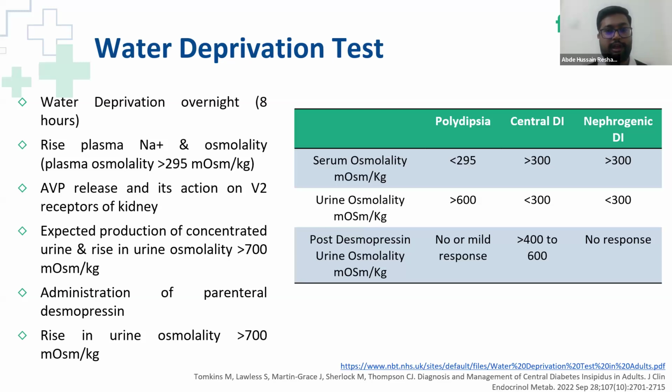Once it is given, the expected net result is that there should be a rise in the urine osmolality again after the administration of desmopressin. And if it is not observed, then this points to a nephrogenic DI. So that means the desmopressin cannot even work on the receptors. So there's some resistance towards it.